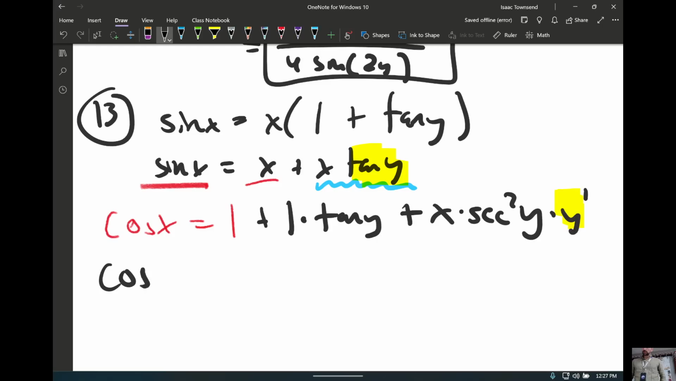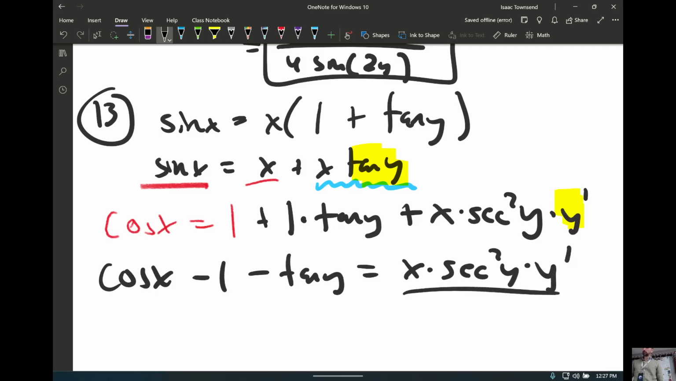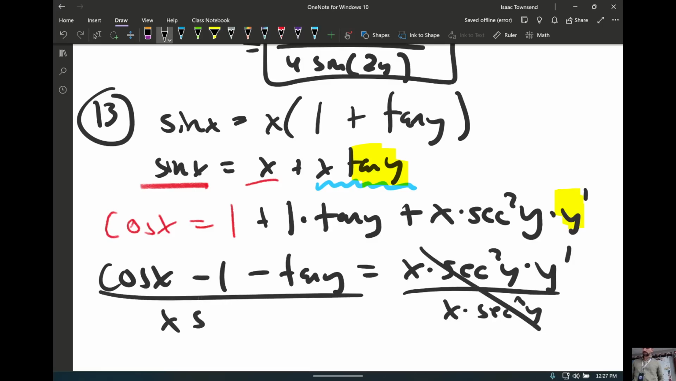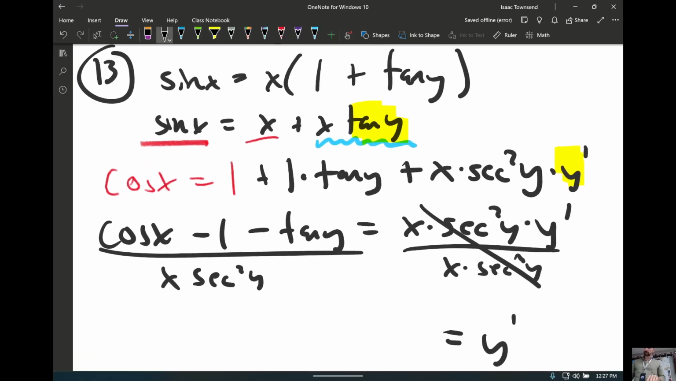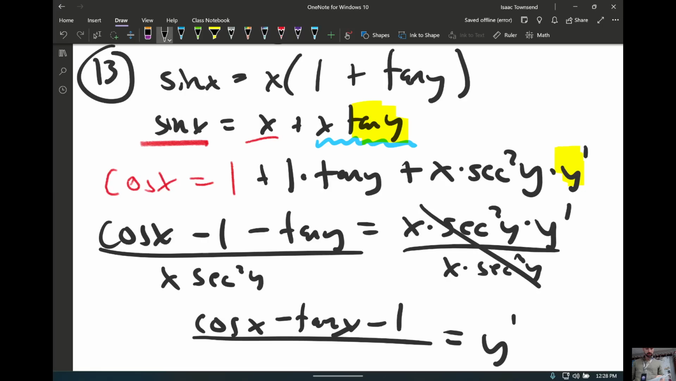So we could take this cosine x and we could subtract the 1 to the other side. We could subtract the tangent of y to the other side. And then if we were trying to solve for y prime, we can just get rid of all this other stuff with division. So in the end, y prime, the only thing they did is they switched these two. Otherwise, it's exactly the same.